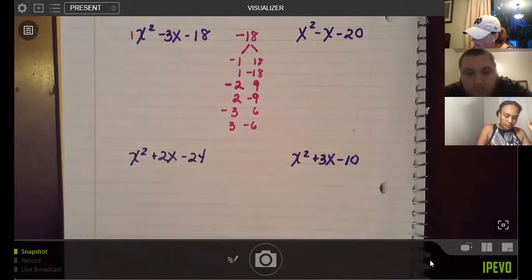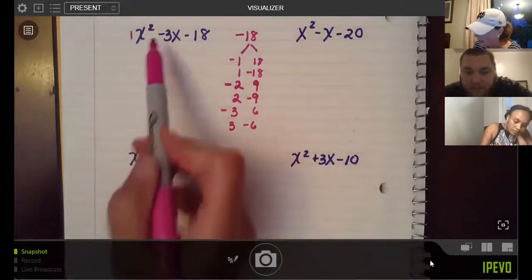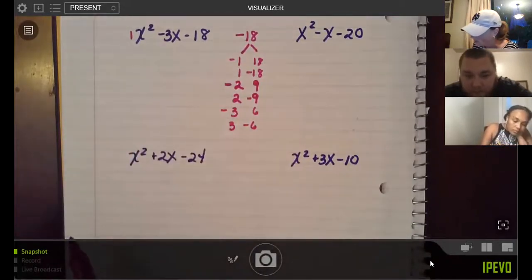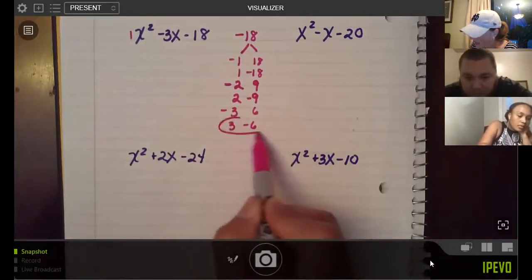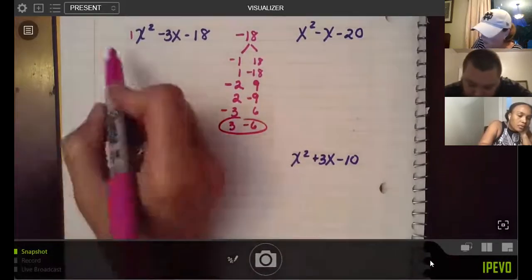Does one add up to negative 3? Yeah, the 3 times 6. Which one am I going to use? Because I want a negative 3. Negative 3 minus 6. Yeah. And now you know what to do.